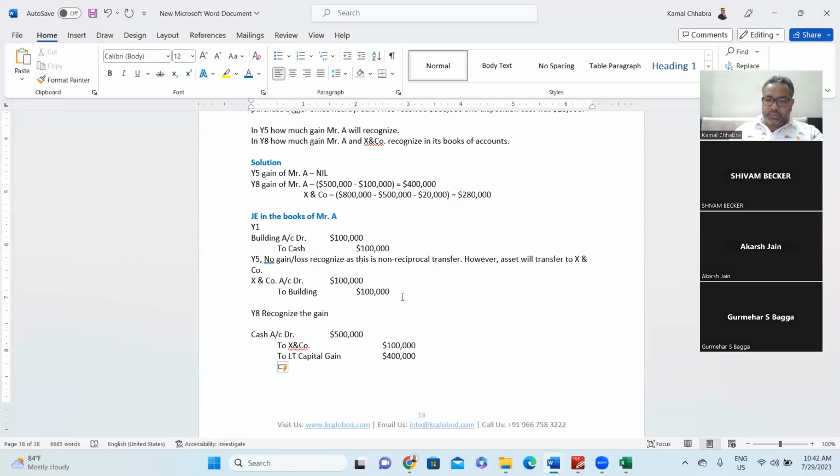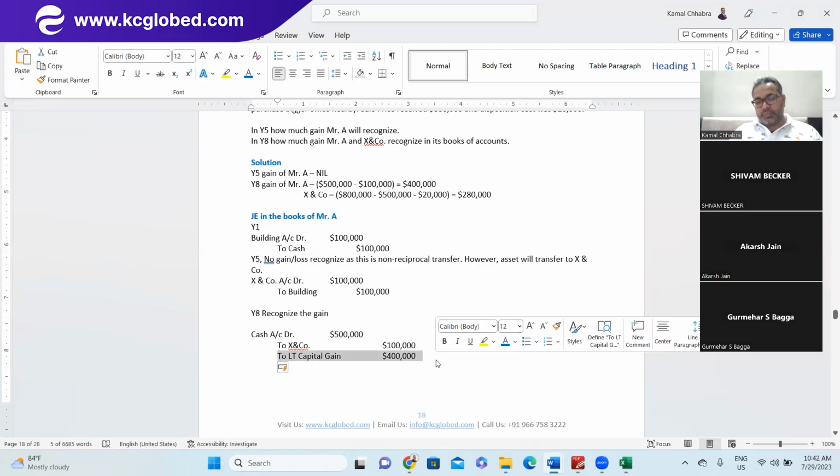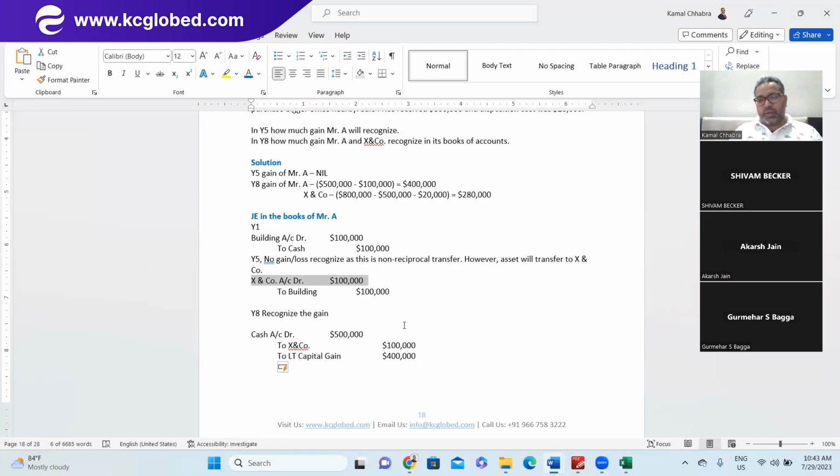But in year 8, when the company will be receiving the cash, two things could be possible. One is they pay this $500,000, or second, they may not pay it. If they do not pay it, this gain still needs to be recognized. So the gain has to be recognized in Mr. A's books of accounts. Then this Accent company account debit will further increase, because at the end it is a receivable from Accent company. Are you getting my point?